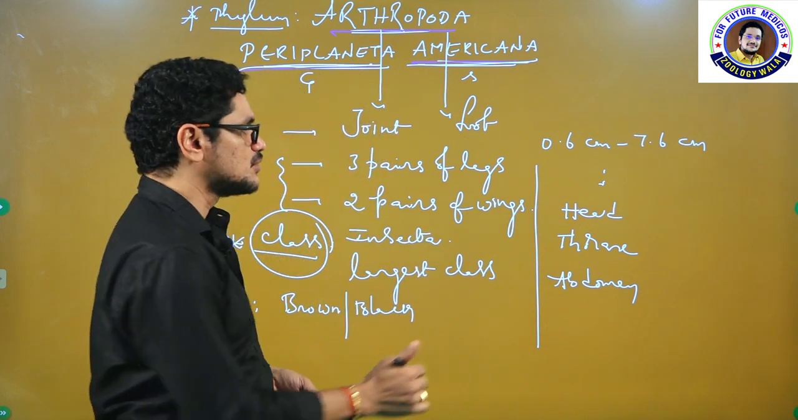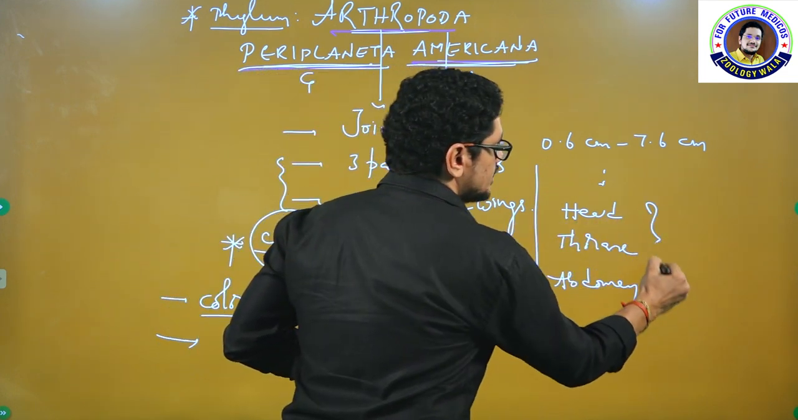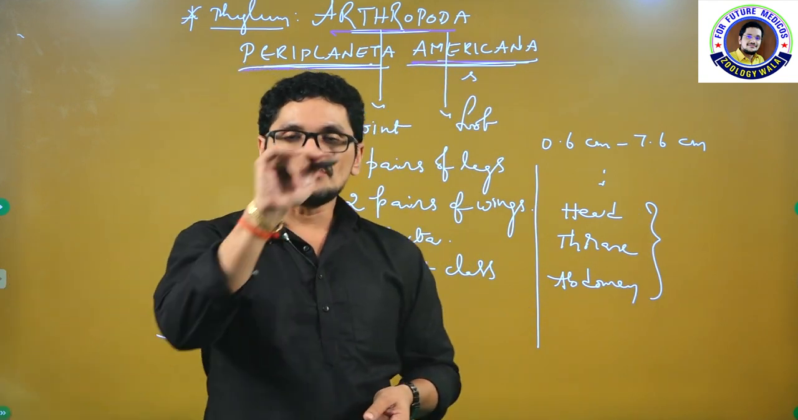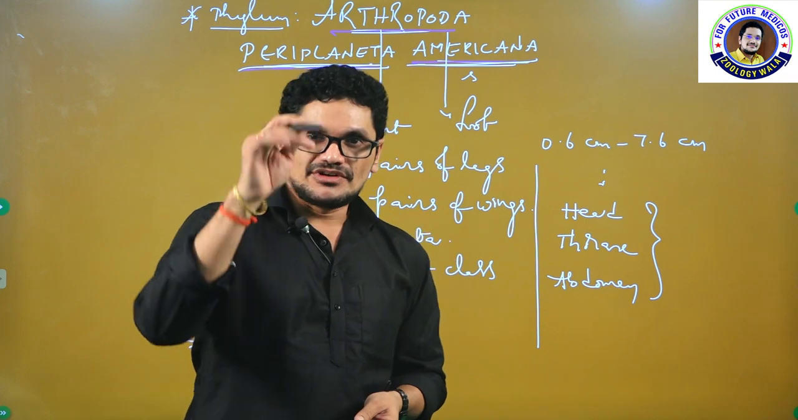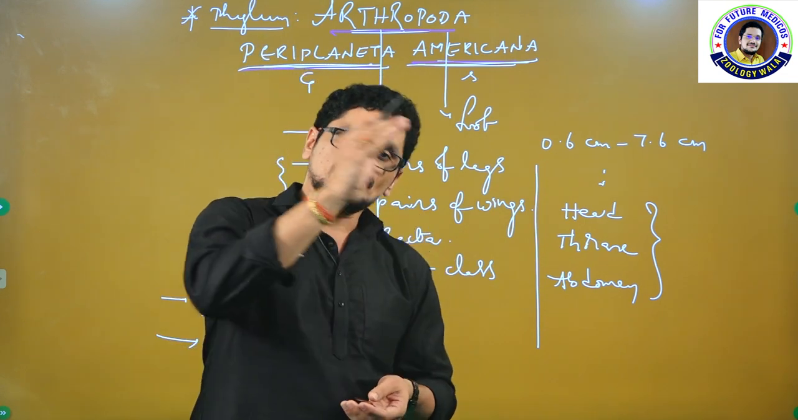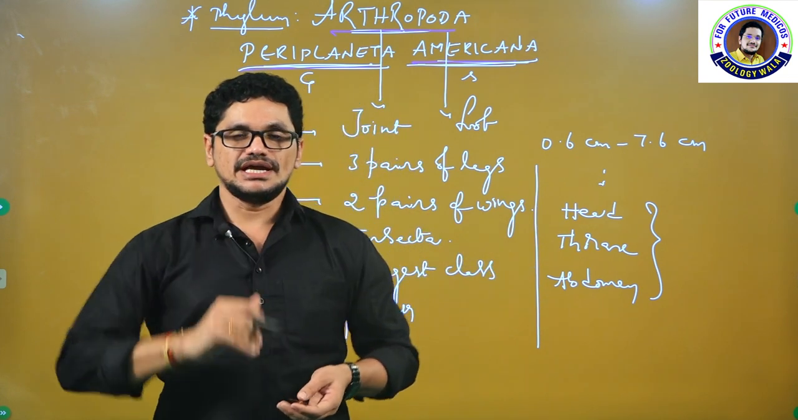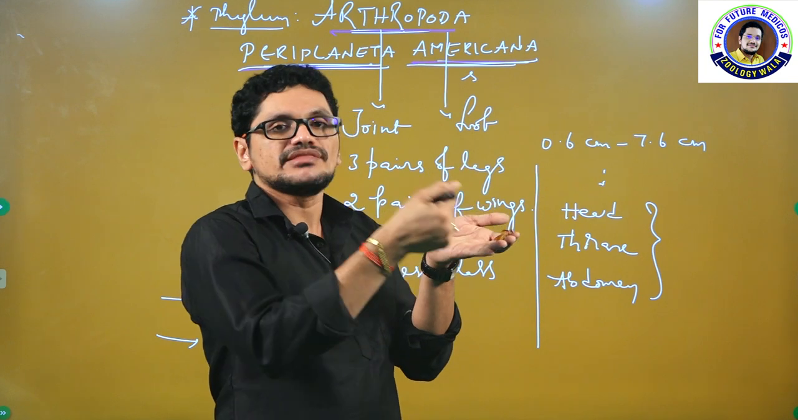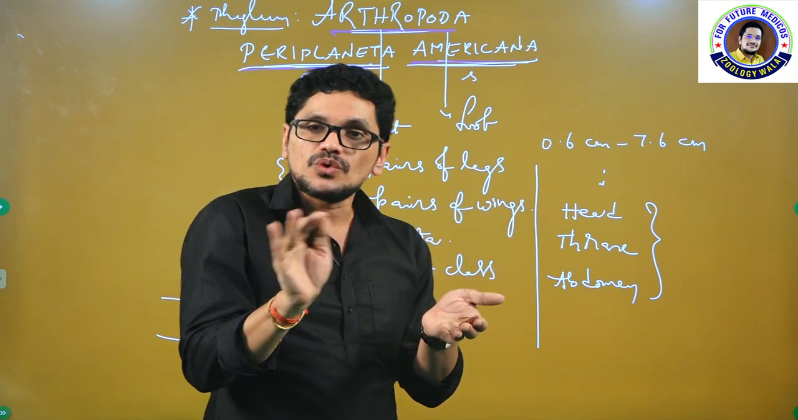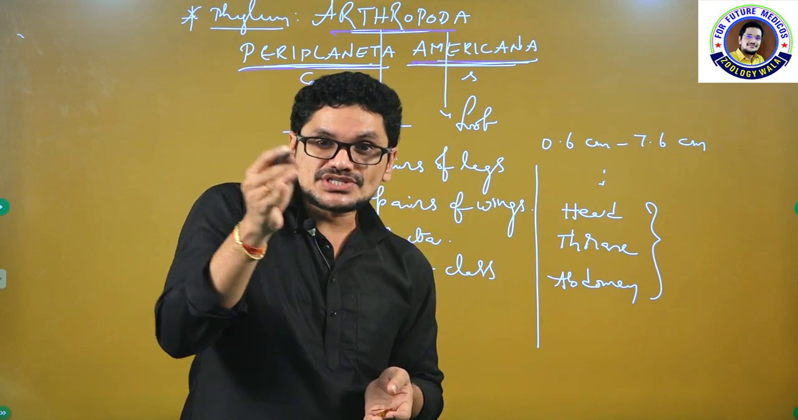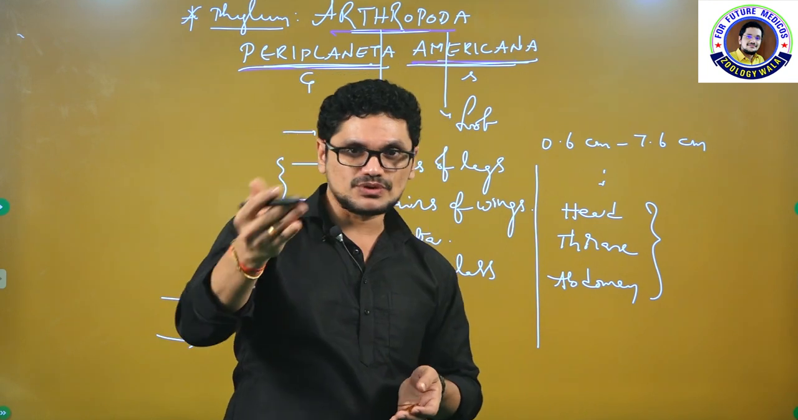I am going to put it on the board. See, the body is divided into head, thorax and abdomen. These are the body divisions. For example, if you take the earthworm, annelids, where the body is divided into a number of segments, both externally as well as internally. But in case of the cockroach, the body is just showing the divisions externally, no internal segmentation.